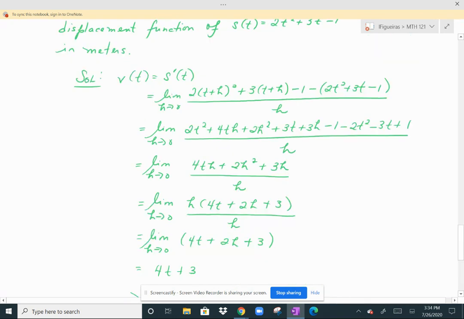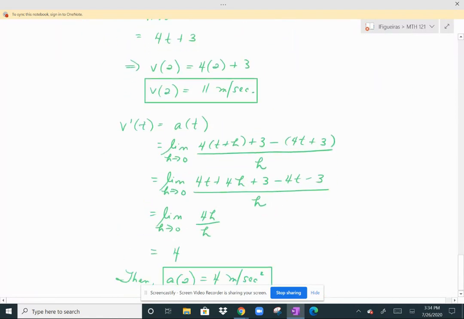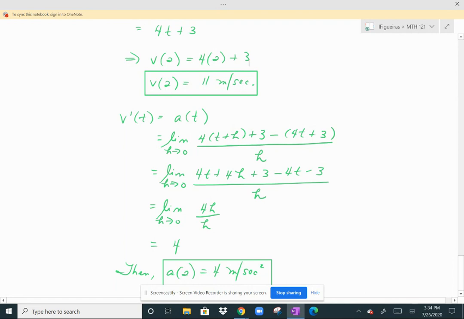Okay, so if we go back, we've answered the question, but I have another part here to show you how to compute the acceleration. If I wanted to know what the acceleration is at 2 seconds, that means that I need to compute the derivative of the velocity. Remember, that's true by definition. So that means I'm going to apply the definition of the derivative to this function. So I have v of t plus h minus v of t. This is the v of t plus h part. This is the v of t part, all over h.